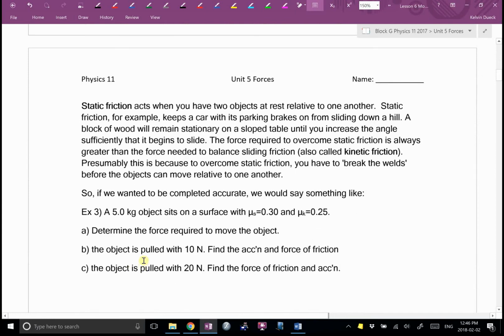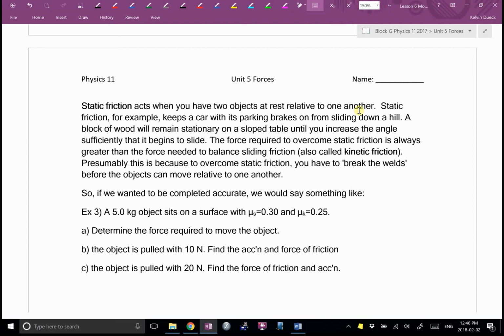So static friction acts when you have two objects at rest relative to one another. Static friction is what keeps a car parked on a hill. It's the friction between the tires and the road. A block of wood will remain stationary on a ramp until you increase the angle past a certain point. Then it'll start to slide, but static friction is what's keeping it from moving.